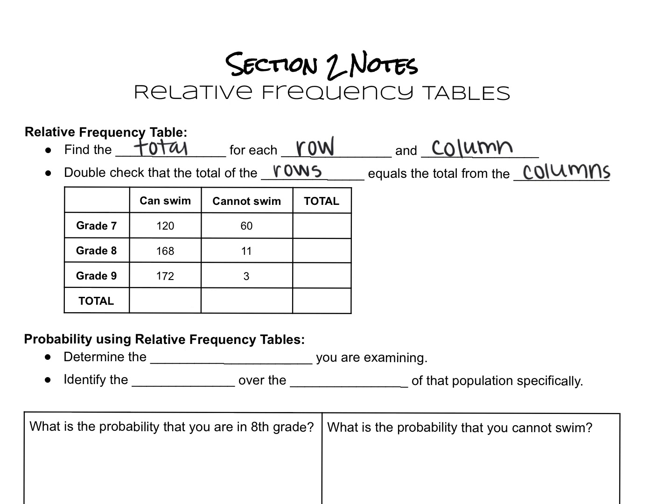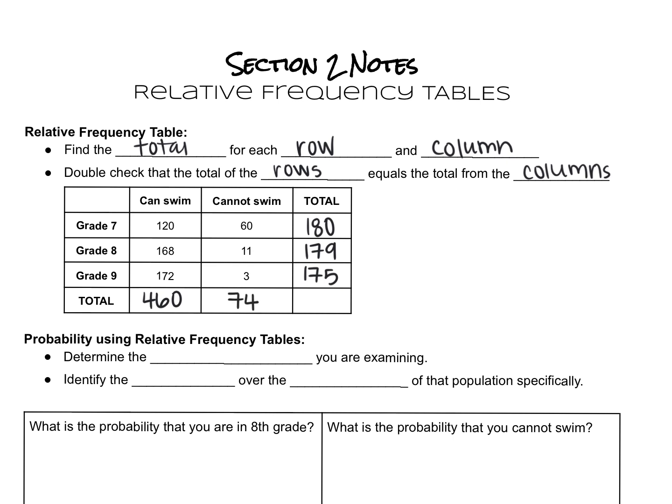So for example, I have information here on kids from 7th, 8th, and 9th grade on whether they can swim or not. So I'm going to find the total from each grade and then the total who can and can't swim, and then I'll have my total overall. So 120 plus 60 gives me 180. 168 plus 11 is 179. 172 plus 3 is 175. And then for my columns, 120 plus 168 plus 172 is 460. And then 60 plus 11 plus 3 is 74.